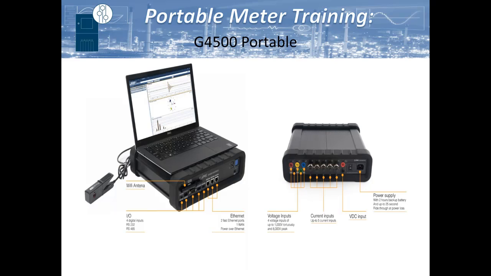The next slide brings us to our G4500 portable meter. This is a very heavy-duty, industrial-style power quality meter. Starting on the left-hand side, it has a Wi-Fi antenna, which allows you to connect to and browse the web server via Wi-Fi. It has some input-output modules, 4 digital inputs, 2 Ethernet ports and a WAN port. It also supports power over Ethernet. On the back side, you have 4 voltage inputs.